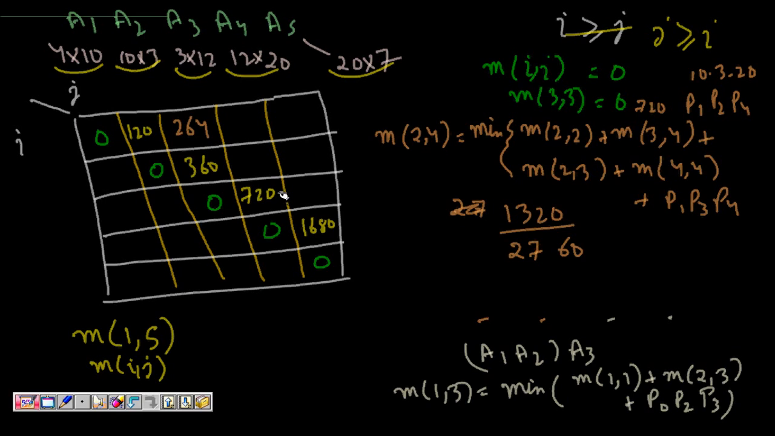So we take this one as 1320. Similarly, if we calculate the other one, what do we have to calculate now? We have to calculate M3,5. The next thing that we have to calculate is M3,5, and if we do it similarly, it will be 1140. Okay, so this is done.